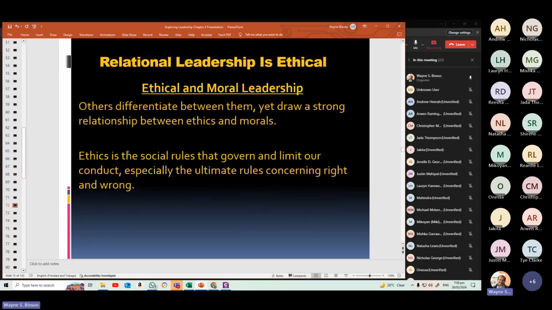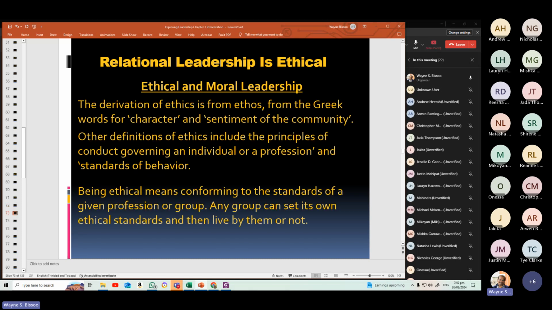All right, so we looked at this. We're talking about these ethical rules that govern our conduct, especially the ultimate rules concerning what is wrong and right. That's what ethics is all about. The word ethics is derived from ethos, the Greek word for character and sentiment of the community. Other definitions of ethics include the principles of conduct governing an individual or a profession, and standards of behavior.